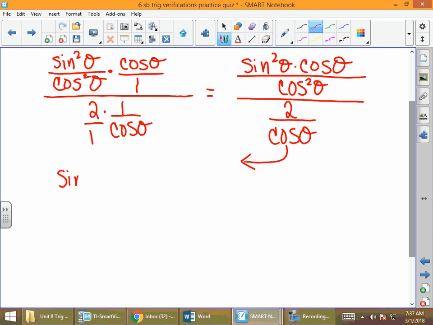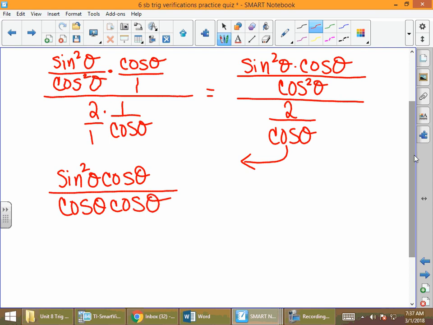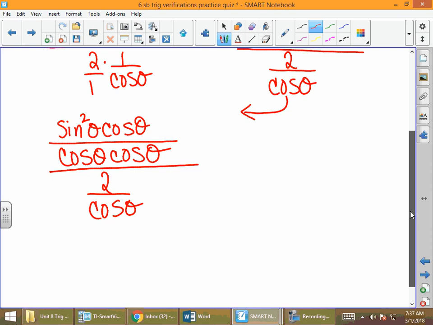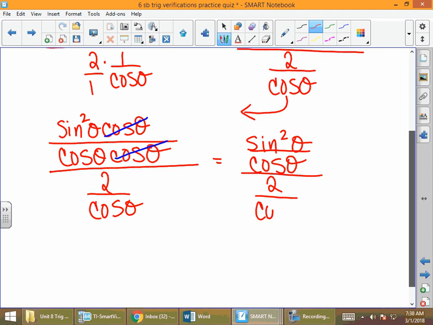But sine squared theta, cosine theta, and down here in the denominator, cosine squared can be rewritten as cosine times cosine. That's the top of that fraction. We still have the 2 divided by cosine of theta. Well, what I'm looking at specifically is the very, very top of this complex fraction, but what we see is that we've got a cosine of theta and a cosine of theta. And ultimately then, when we simplify this, now what we have is sine squared theta divided by cosine of theta divided by 2 over cosine of theta.